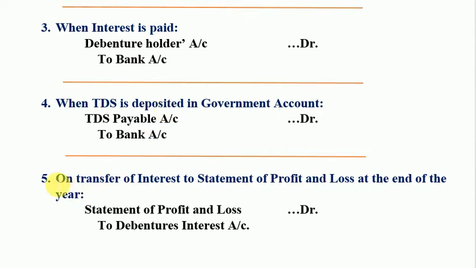Now proceed towards entry number 5, on transfer of interest to statement of profit and loss at the end of the year. At the end of the year, the company will transfer the amount of interest which the company had provided to the debenture holder to the statement of profit and loss. The accounting entry is statement of profit and loss debit to debentures interest account, and through this the company transfers the amount of interest to the statement of profit and loss.